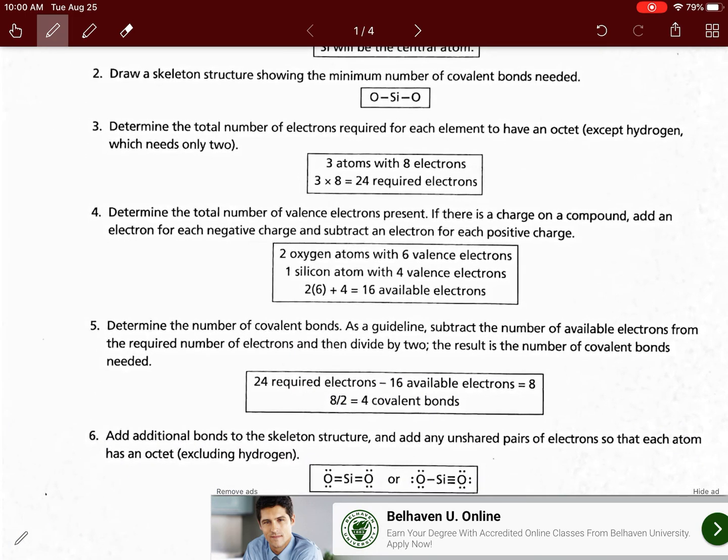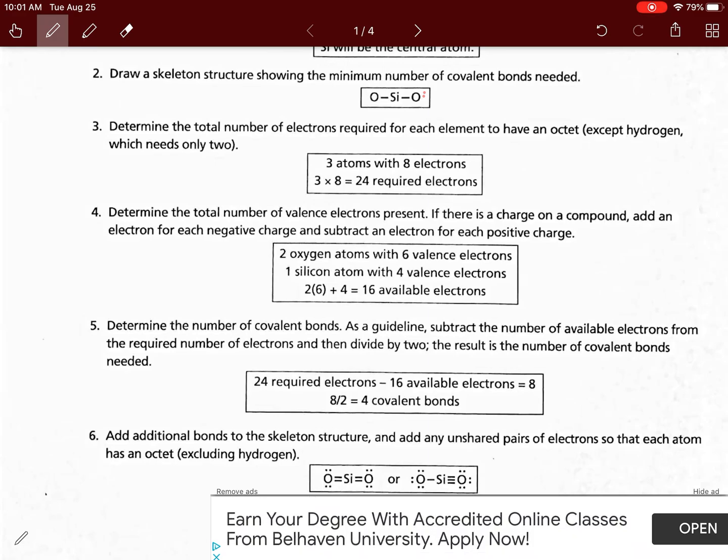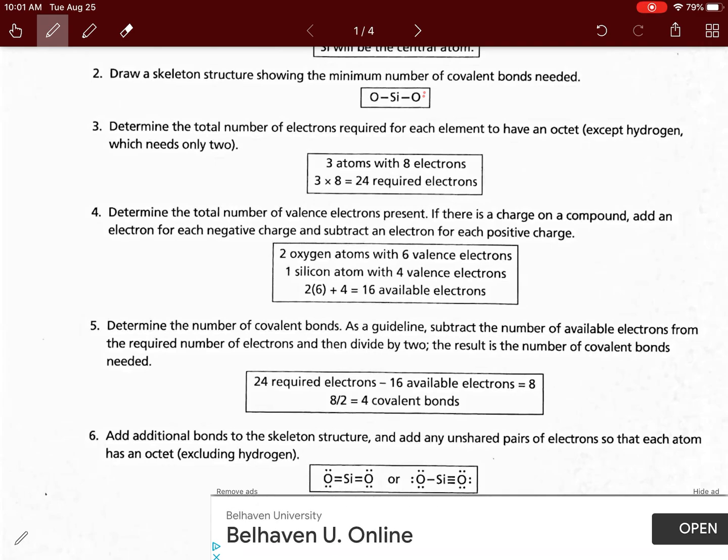Now, steps 3 and 4 are the interesting part. Number 3 says, determine the total number of electrons required for each element to have an octet. Well, except for hydrogen, everybody needs 8. Oxygen needs 8, silicon needs 8, and the other oxygen needs 8. So there are 3 atoms that need 8 electrons, and so there are 24 required electrons. That's the first part that we do.